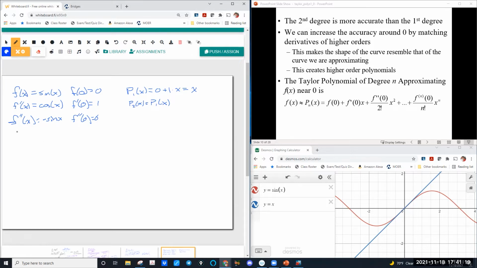So we're going to go to the third degree, which means we need the third derivative. All this stuff matches up. The degree tells you what derivative you need. Derivative of negative sine is negative cosine x. So now we evaluate that at 0, and we get negative 1. So look at how this term looks. It's the third derivative at 0 over n factorial x to the n. n in this case is 3. Third derivative, 3 factorial x to the 3.